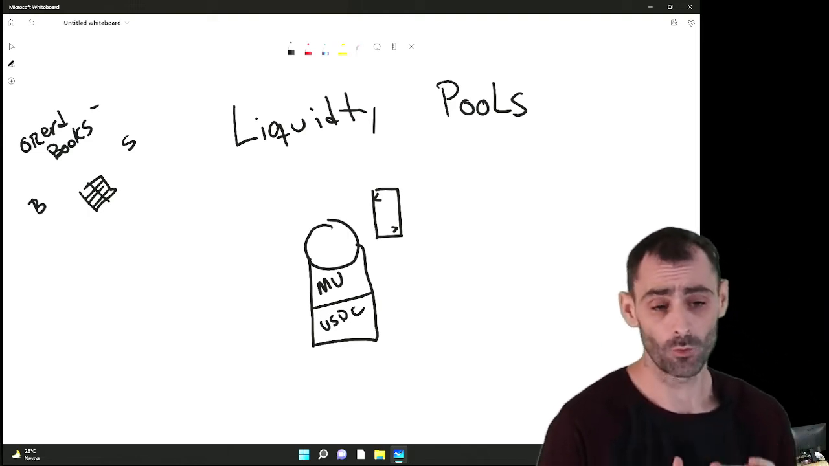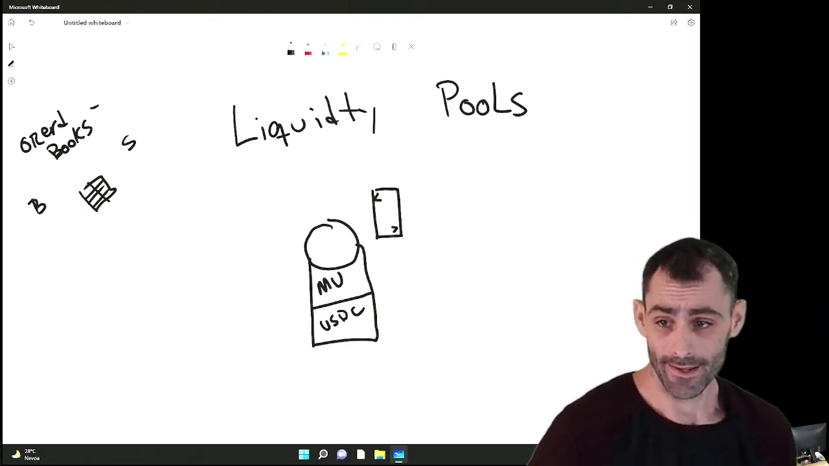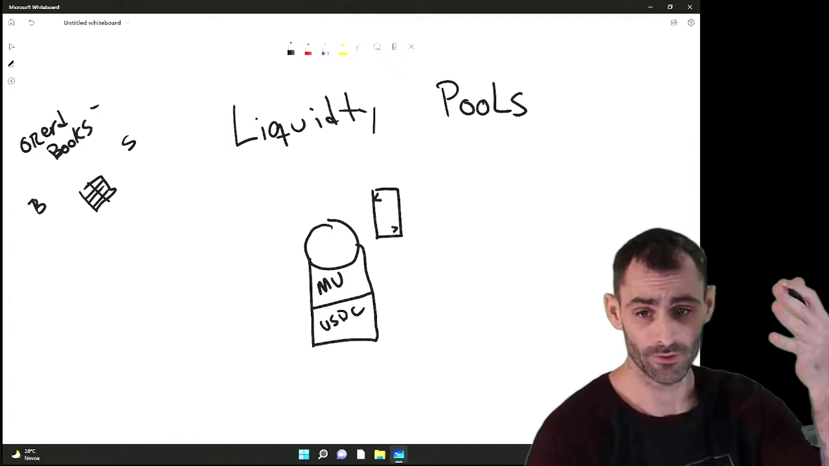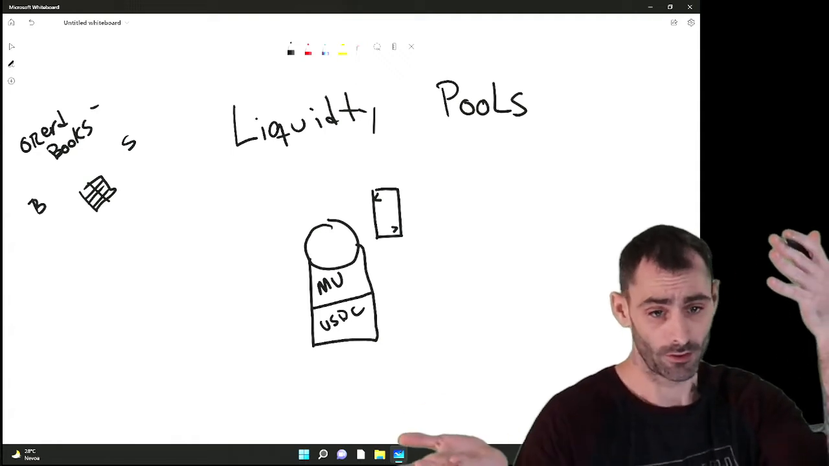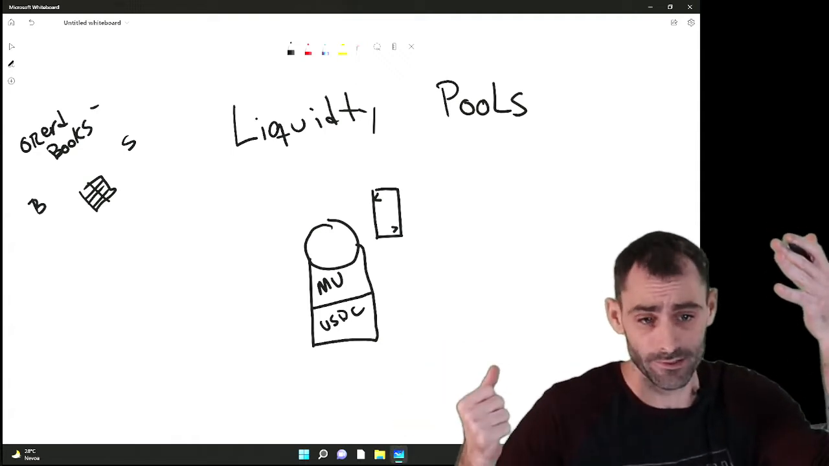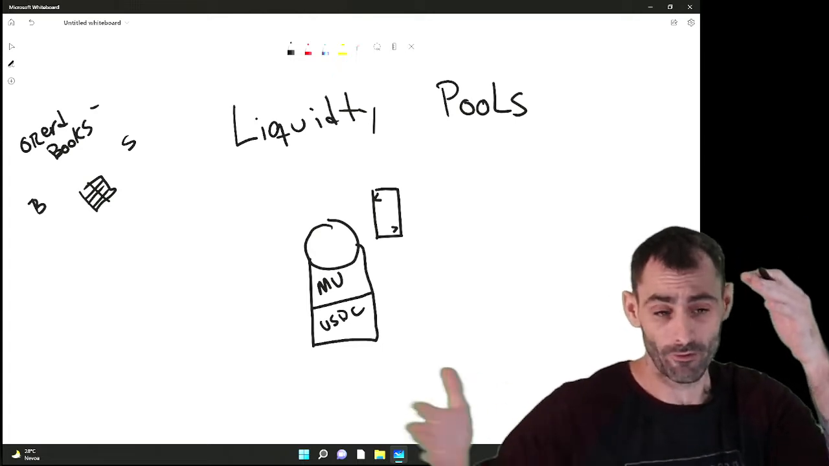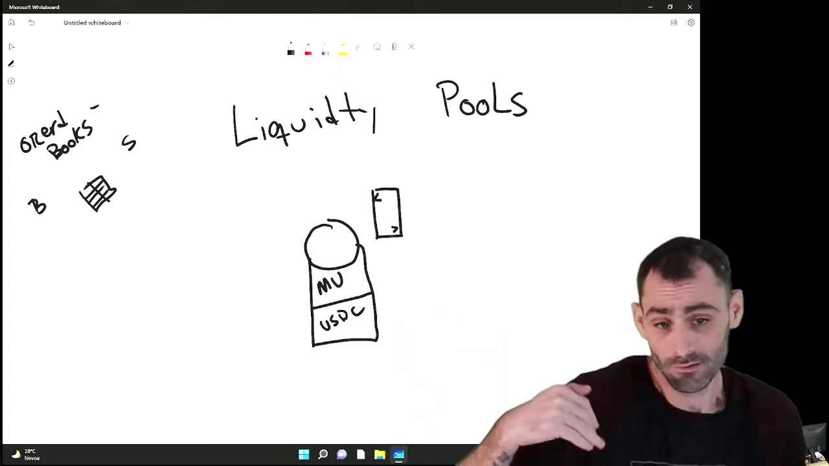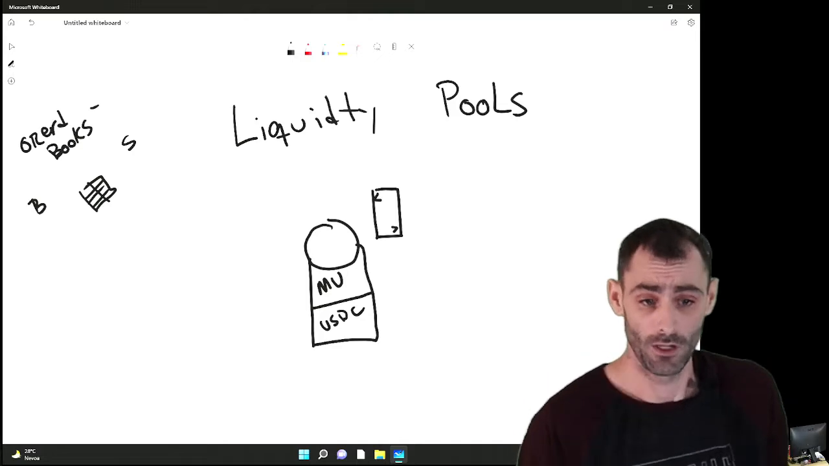But it can be either one. It could be the buyer or the seller. It just needs the other party. So if a seller comes along and says, hey, I want to sell some Mu, the liquidity pool says, okay, cool, I'll buy some Mu. If a buyer comes along and says, hey, I want to buy some Mu, the liquidity pool says, okay, I'll sell some Mu.